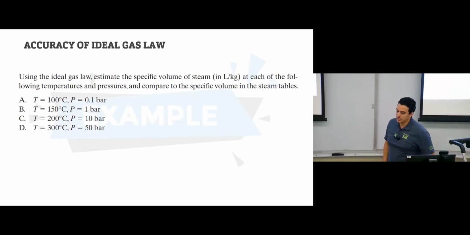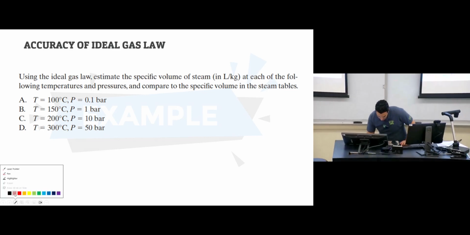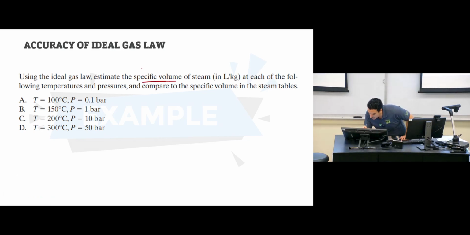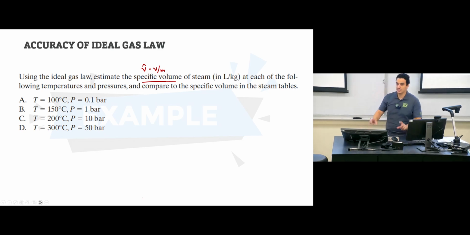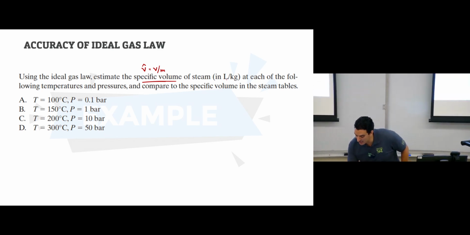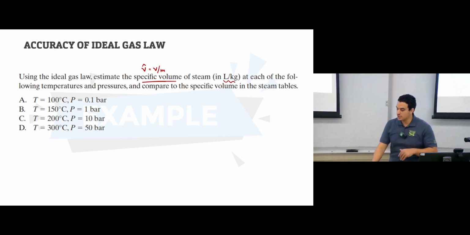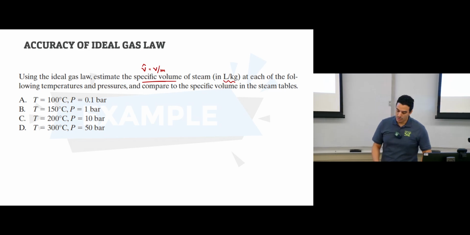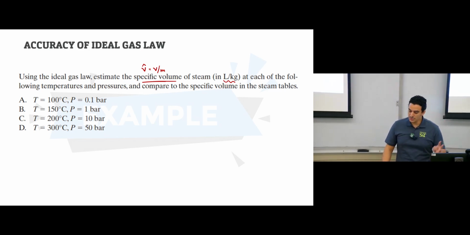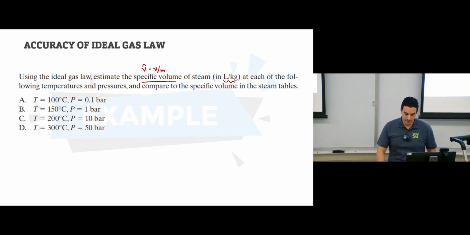Okay, so this example says we need to use the ideal gas law. We need to calculate the specific volume. Again, here, the specific volume is V hat, which means volume divided by mass. We need to calculate the specific volume of steam in liter per kilogram at each of the following temperatures and pressures and compare it with the steam table. We have 4 conditions, 4 temperatures, 4 pressures. We need to calculate the specific volume at each one of them.